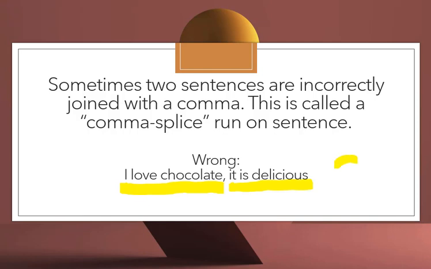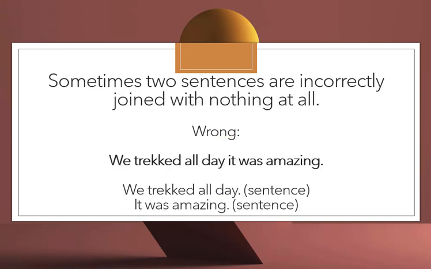So you have a sentence there, you have a sentence there, you have a comma there, so we have an error. It shouldn't be like that. It's not allowed to be like that. It's against the rules of grammar. All right, so let's have a little look at the next slide.